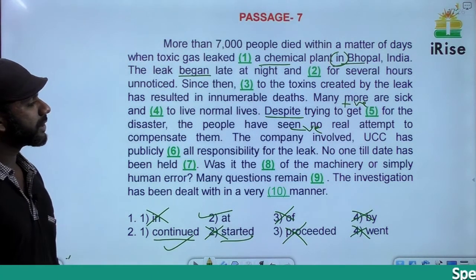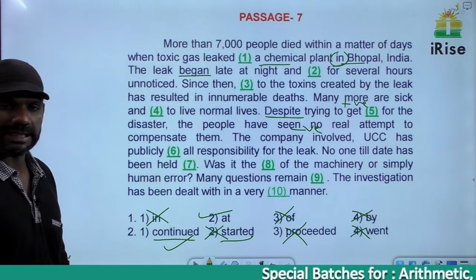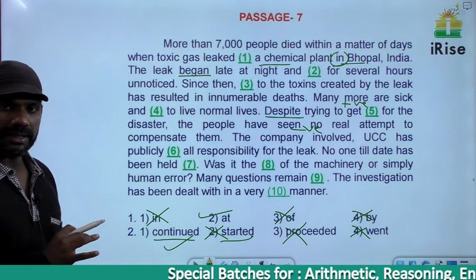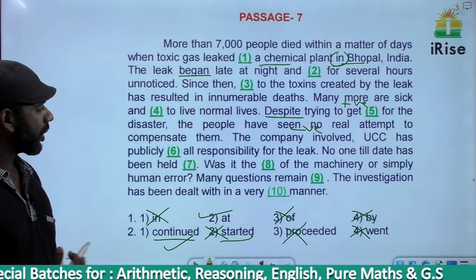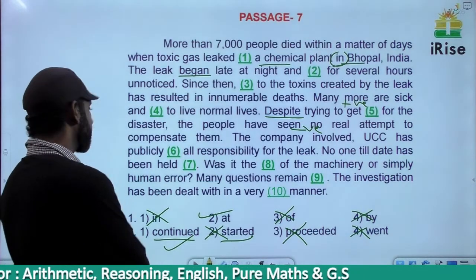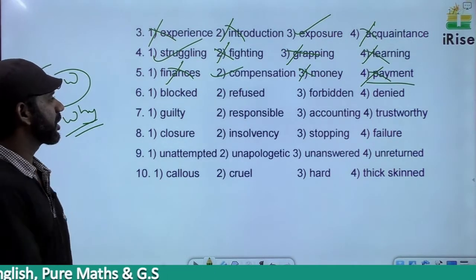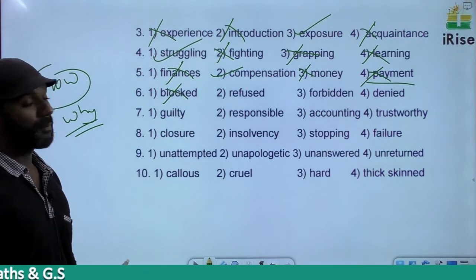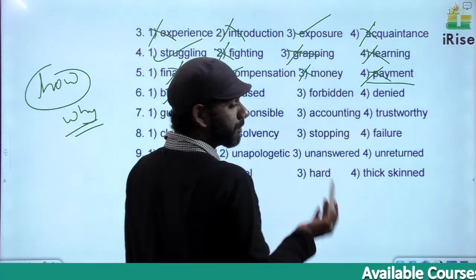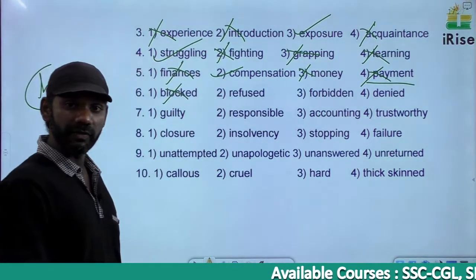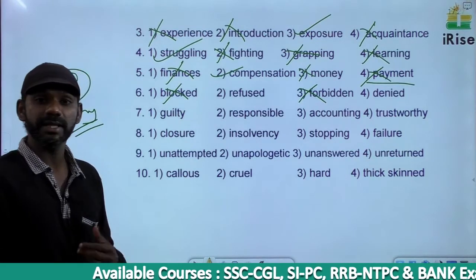The company involved, UCC, has publicly dash all responsibility for the leak. Understand the meaning: the company involved UCC has publicly dashed all responsibility for the leak. The options are blocked. Blocked all responsibility does not make sense. Gone. Refused, forbidden. Forbidden is eliminated anyway. Forbid means to prevent something from doing something. Forbade, forbid. Forbade means to prevent, right? Option 3 is gone. Now we have two options left, refused and denied.